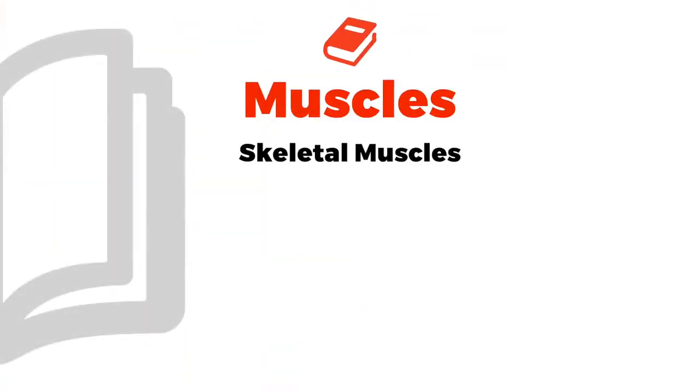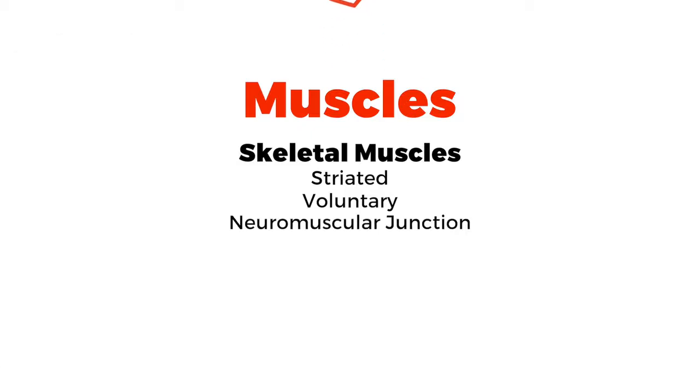A couple of classic things with skeletal muscle that you have to know is that skeletal muscle is striated, it's voluntary, we mentally have control over the movements, and each muscle fiber has a nerve to it. It has a neuromuscular junction. Okay, so those three things.